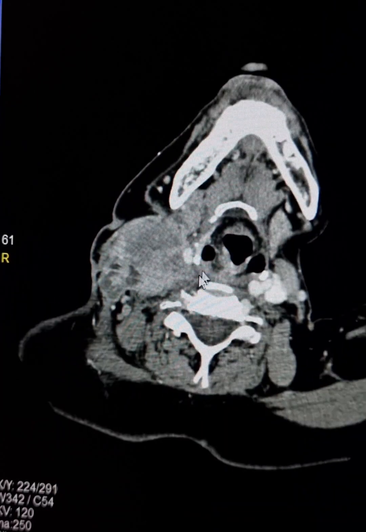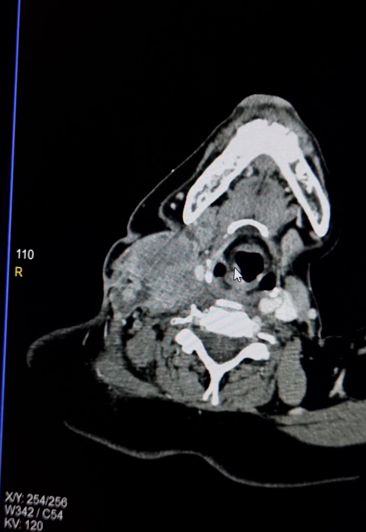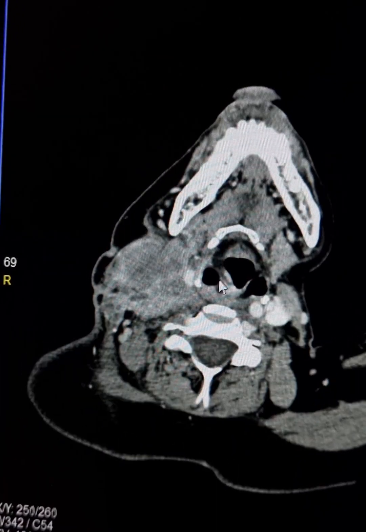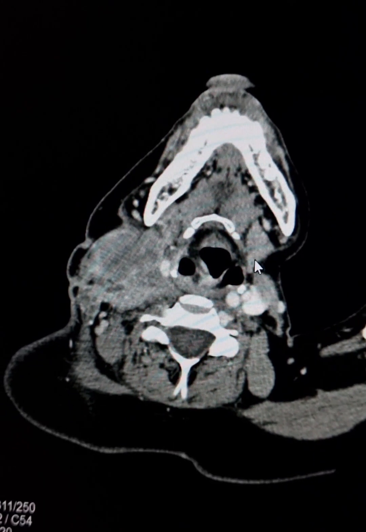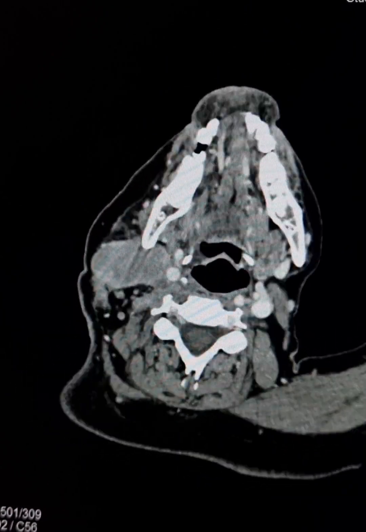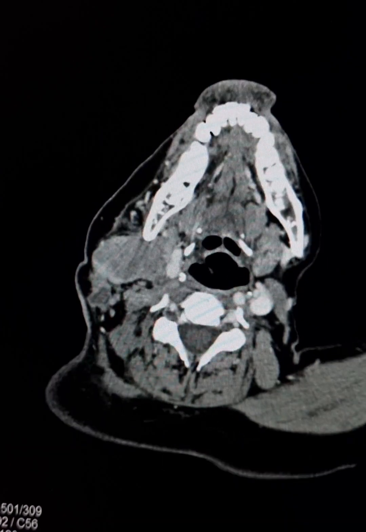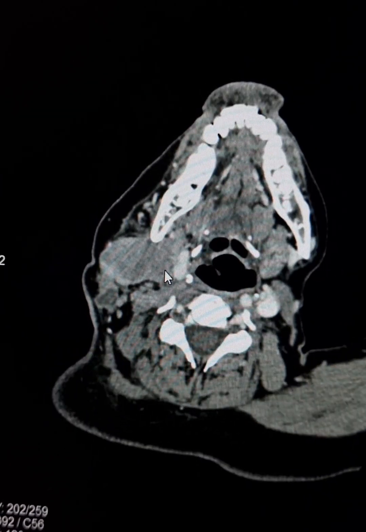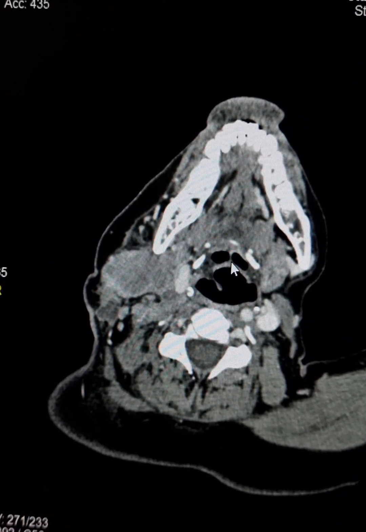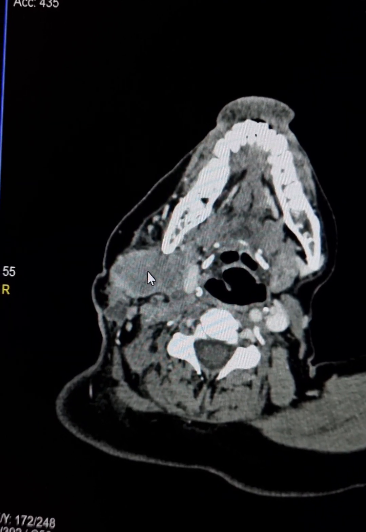There is no intralaryngeal extension. We must very clearly see and mention that there is no involvement of the larynx. These are the piriform fossae. There is no involvement of the hypopharynx. This lymphoid mass extends into the parapharyngeal space here. Now these are the valleculae. This is the epiglottis, base of the epiglottis here.